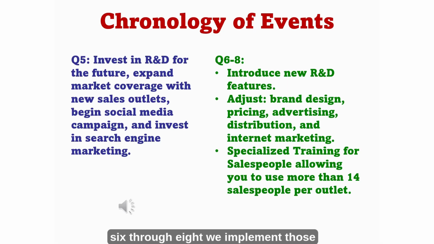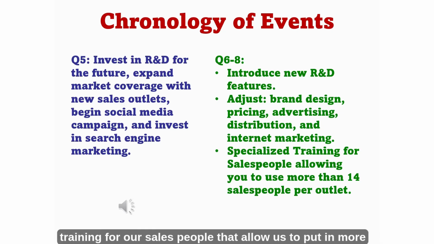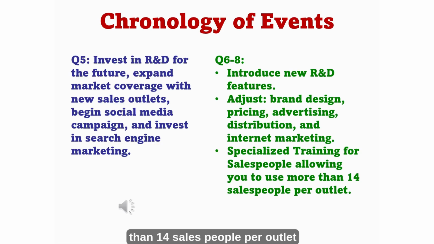Then in quarter 6 through 8, we implement those new R&D features. We adjust brand designs, pricing, distribution, internet, etc. And we'll finally get some specialized training for our salespeople that allow us to put in more than 14 salespeople per outlet.